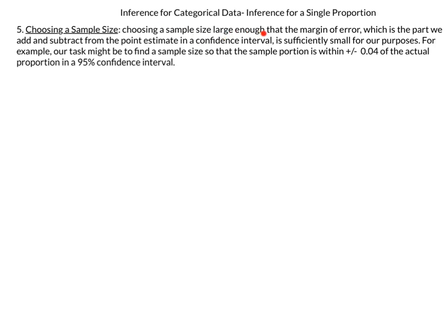Choosing a sample size large enough that the margin of error, which is the part we add and subtract from the point estimate, the standard error, is sufficiently small for our purposes. For example, our task might be to find a sample size so that the sample proportion is within plus or minus 0.04 of the actual proportion in a 95% confidence interval.